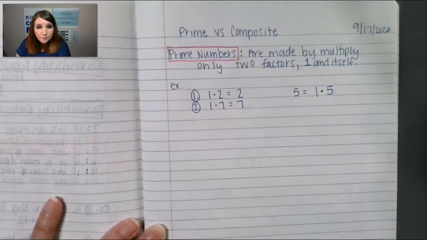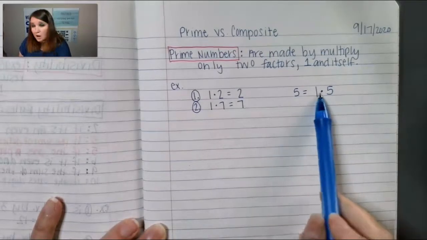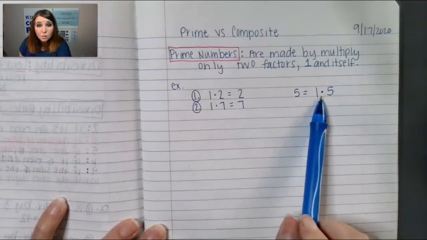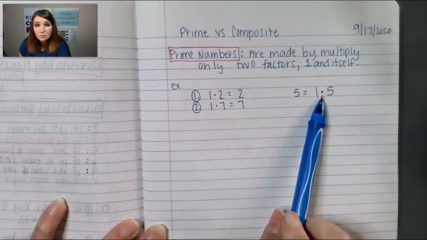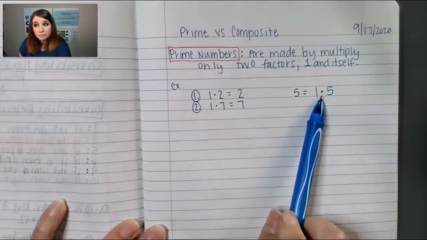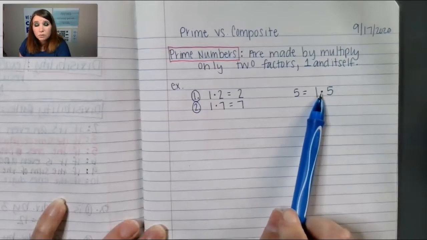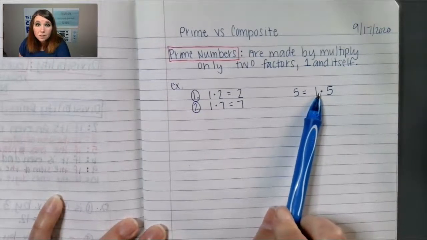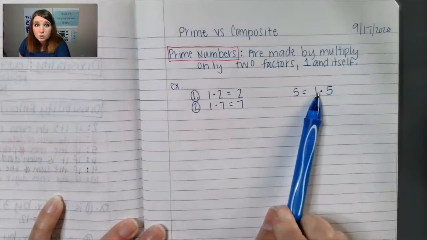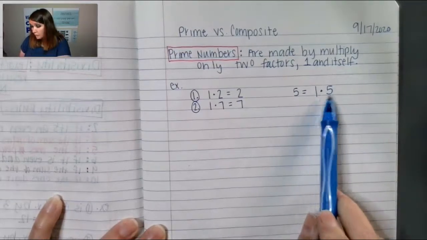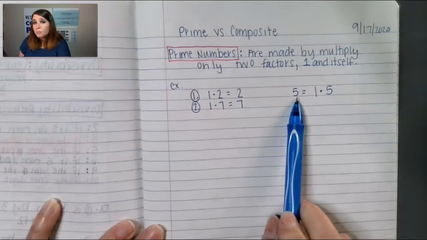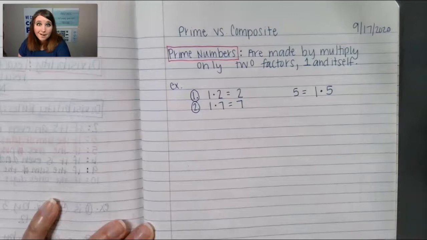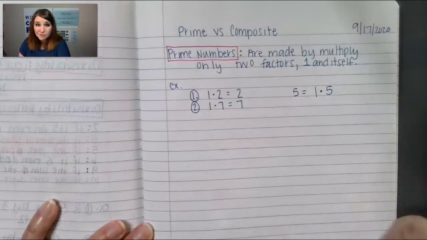Oh, by the way, if I didn't tell you, this little dot in middle school now means multiplication. So we're moving away from using an X in multiplication to using a dot. Because pretty soon we're going to be working with algebra, and algebra is going to be using an X. So we want to make sure that we are using a dot when we multiply. So 1 times 5 gives us 5. 5 cannot be made any other way except 1 and 5. So these are all prime numbers.